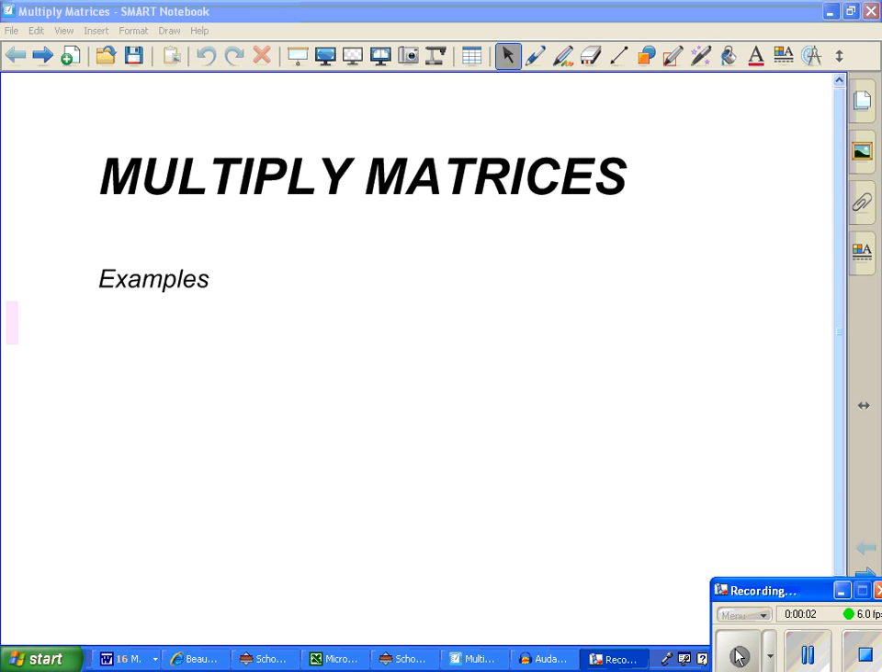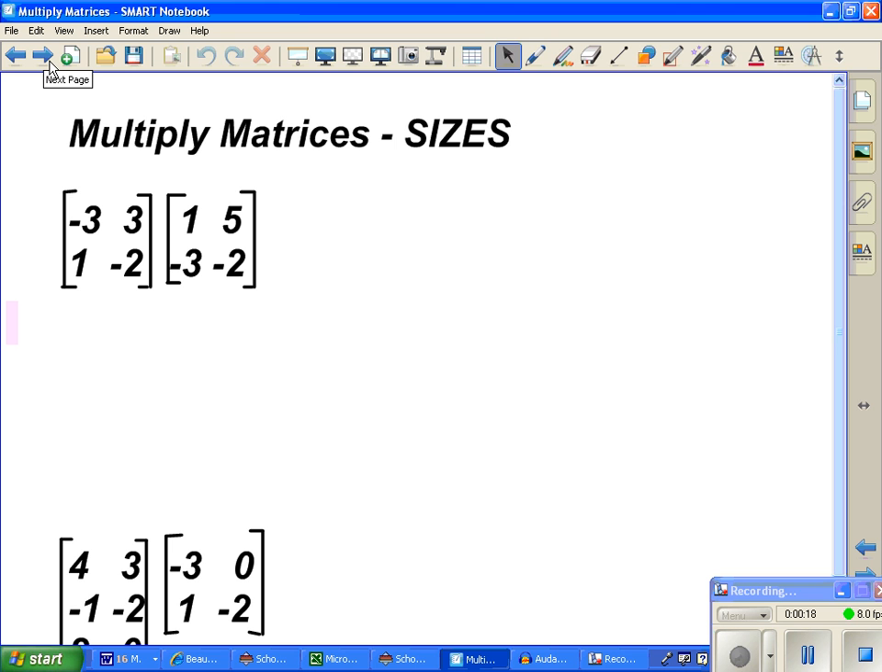Hello folks. Today we're going to talk about multiplying matrices. We've done it before, we did it in geometry, but we're going to review it here, go through some examples, make sure everybody understands what we're doing here. Okay.